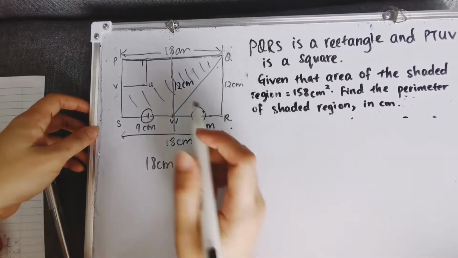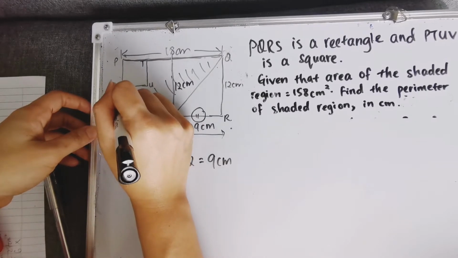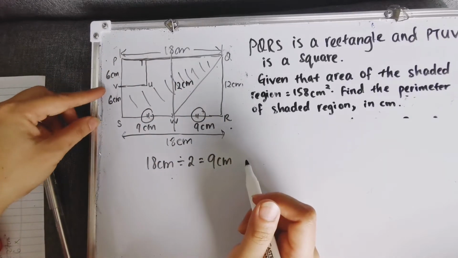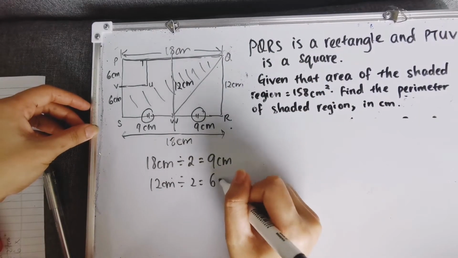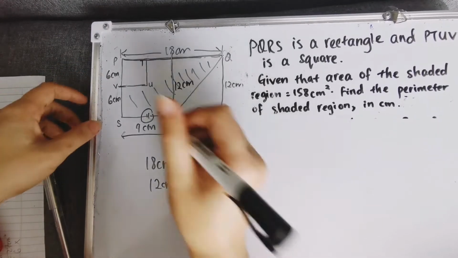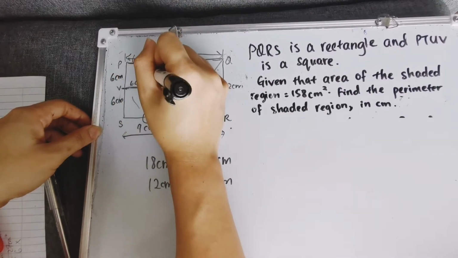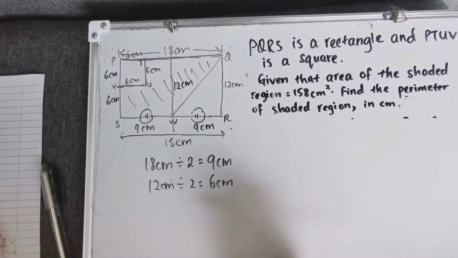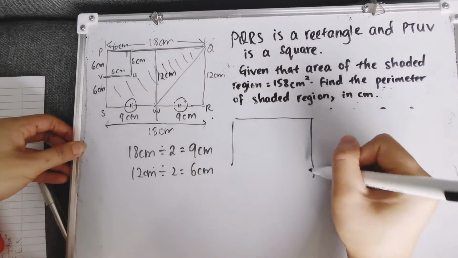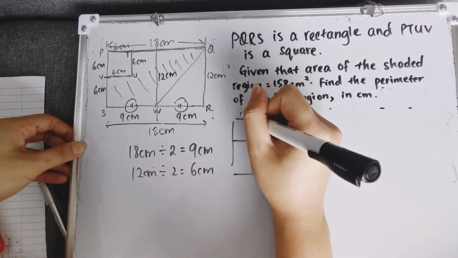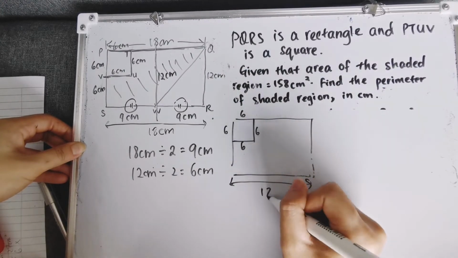Okay? So as you can see in this picture, this is half of it. So that means this is 6, this is 6. How do I know this is 6? Because this is 12. 12 divided by 2 is 6. So therefore this is 6 cm. This is a square. That means this is 6, this is 6, this is 6. Okay? So again, if this is 6, 6, 6, the whole thing is 18.